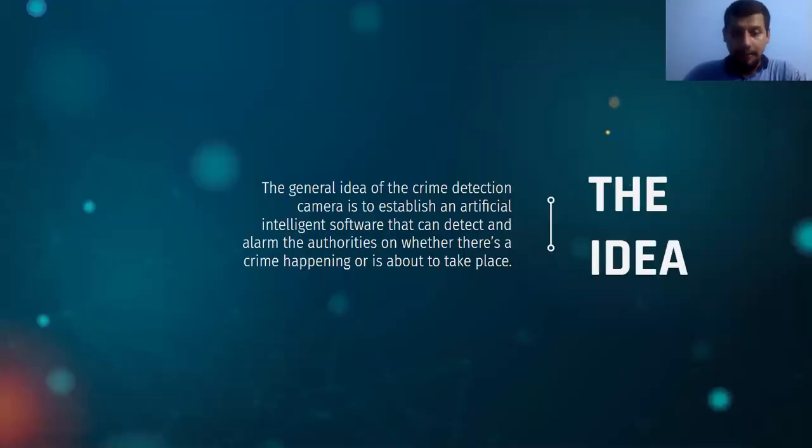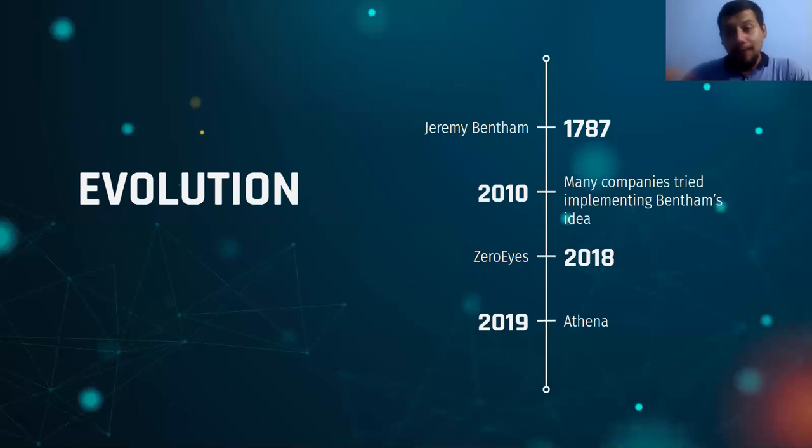So the general idea of the crime detection camera is to establish an artificial intelligence software that can detect and alarm the authorities on whether there's a crime happening or is about to take place. Moving on to the evolution of how surveillance cameras actually came into place.